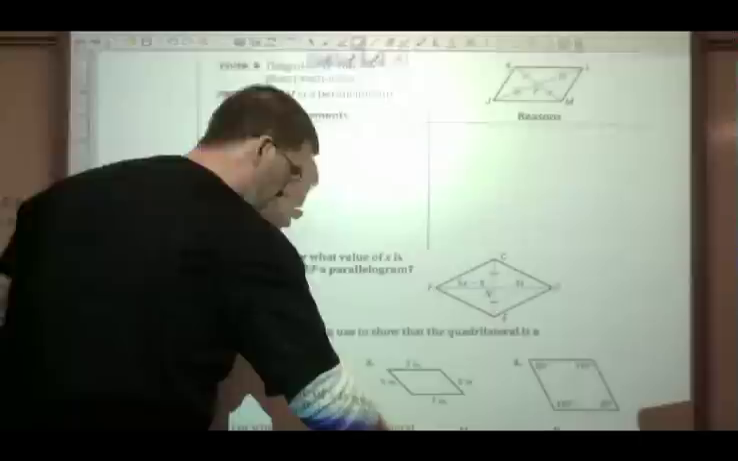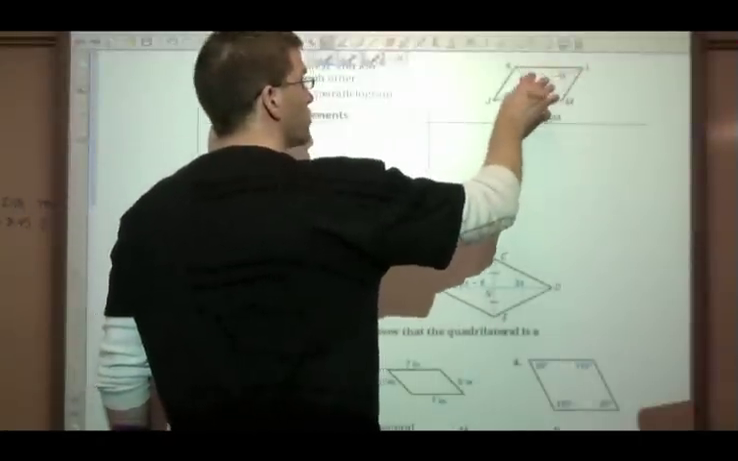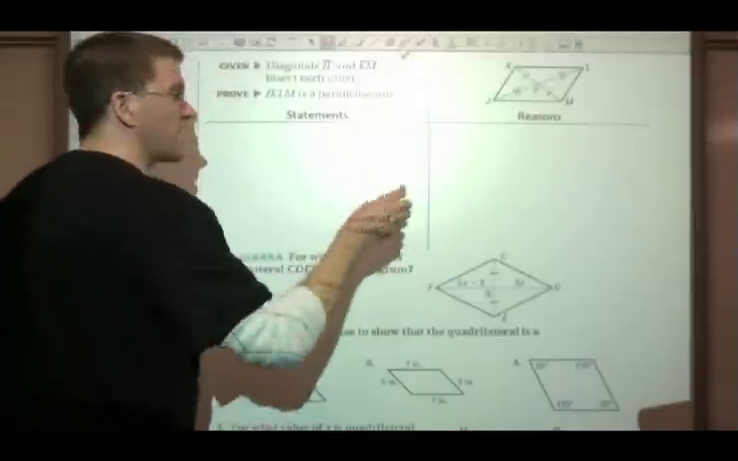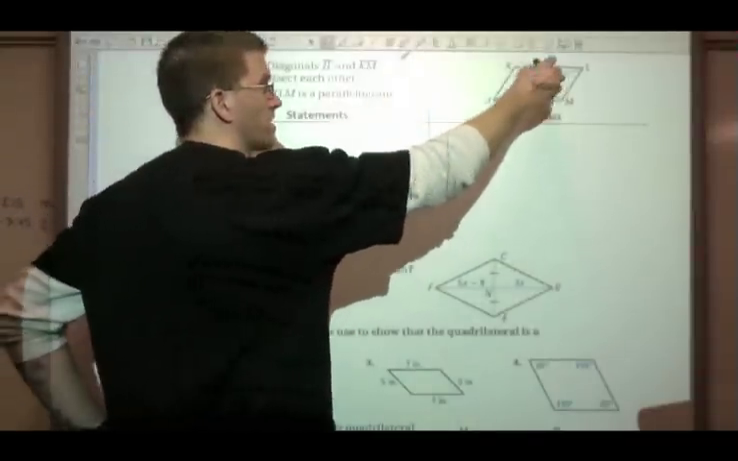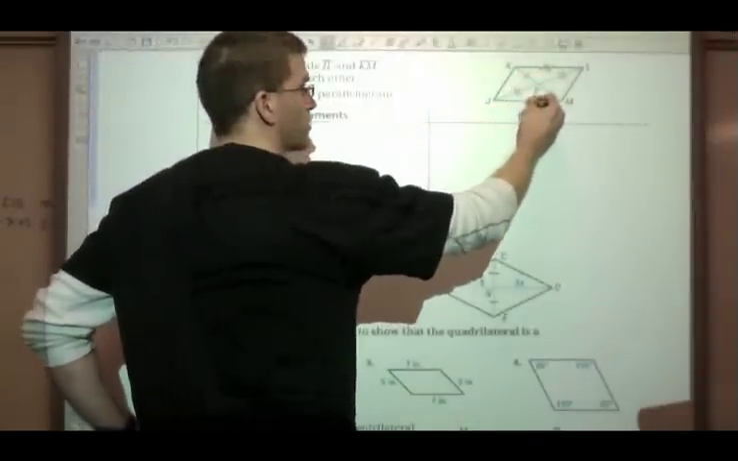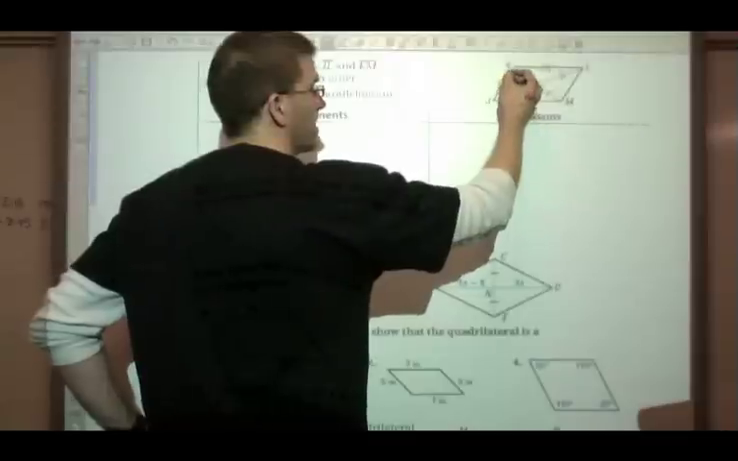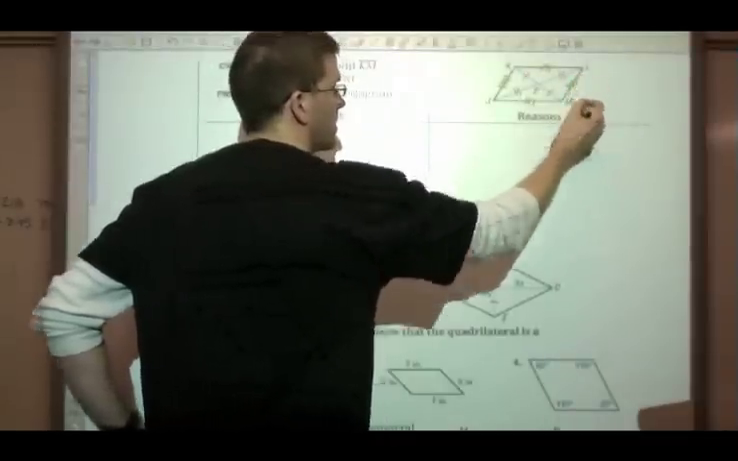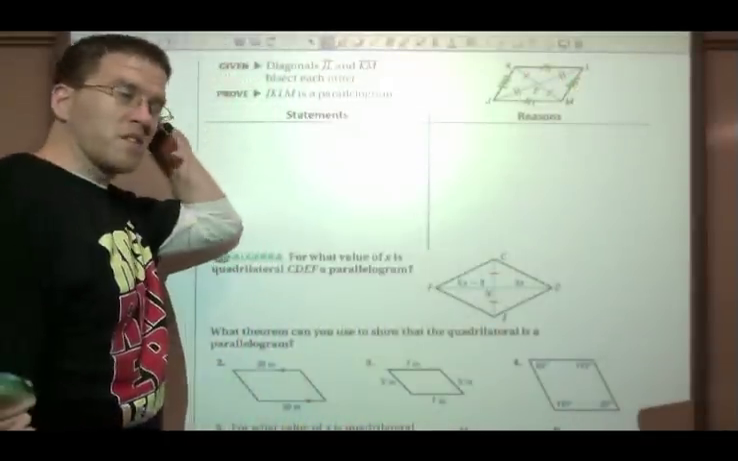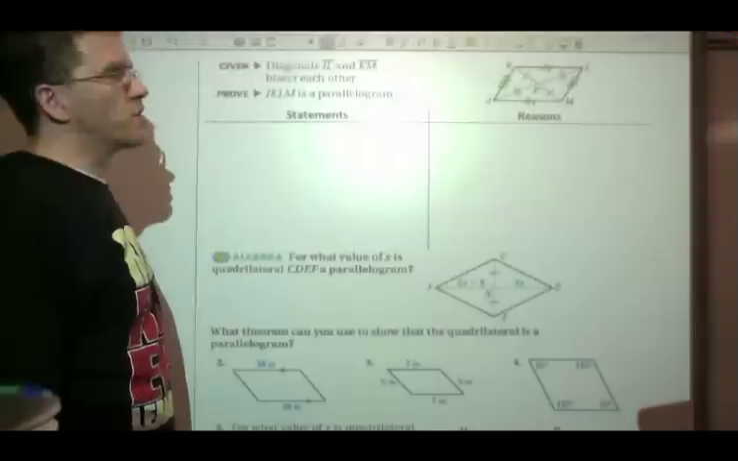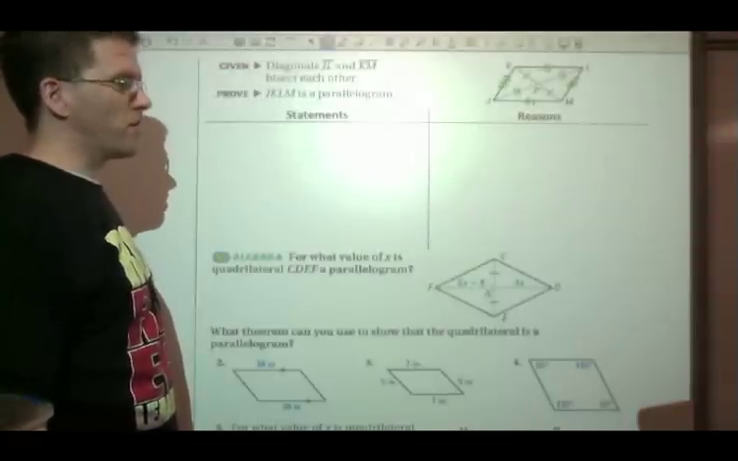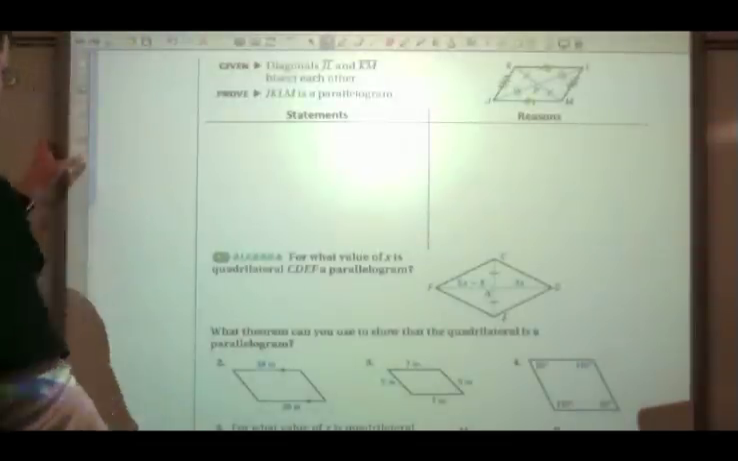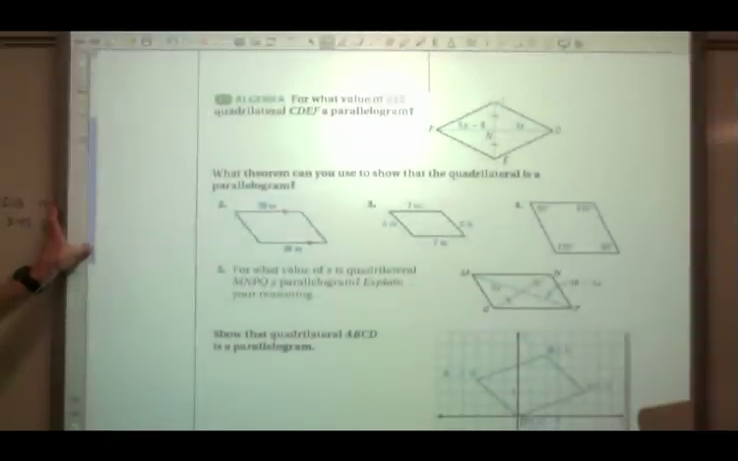Now, if I've proved that this triangle is congruent to this one and this one is to this one, then I can use that in verifying that this segment is congruent to this one by CPCTC, and this one is congruent to this one. Therefore, if opposite sides are congruent, then the quadrilateral is in fact a parallelogram. Awesome. Let's go to this one.